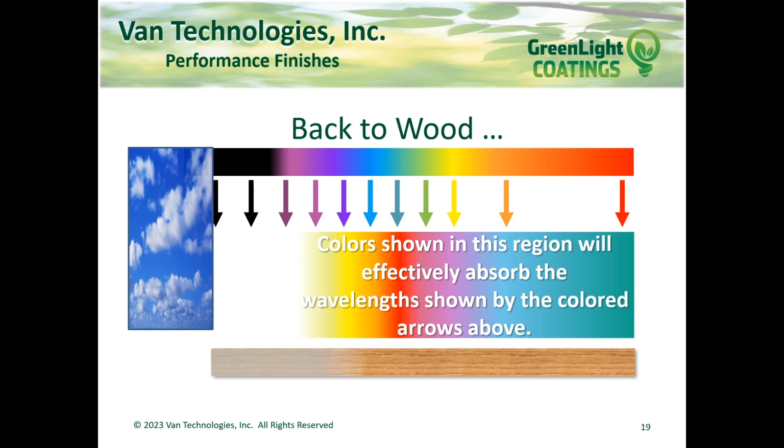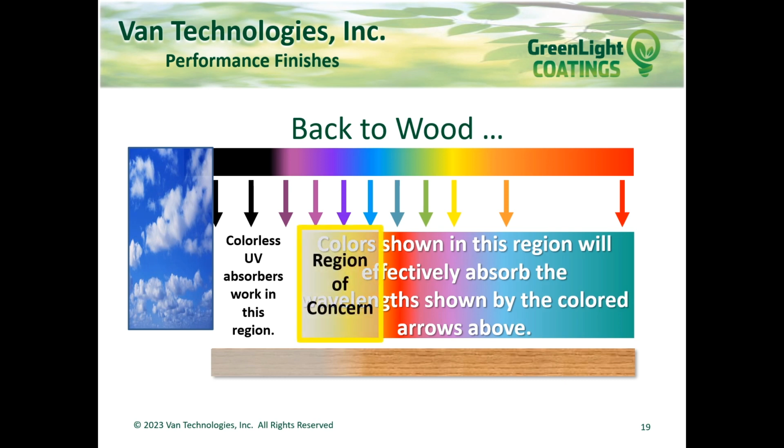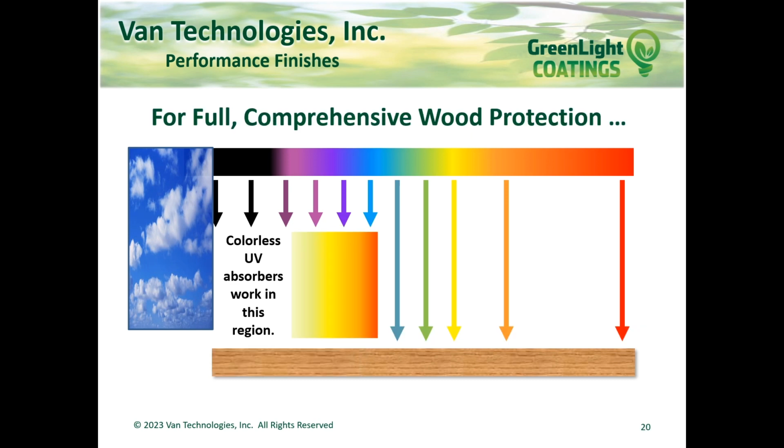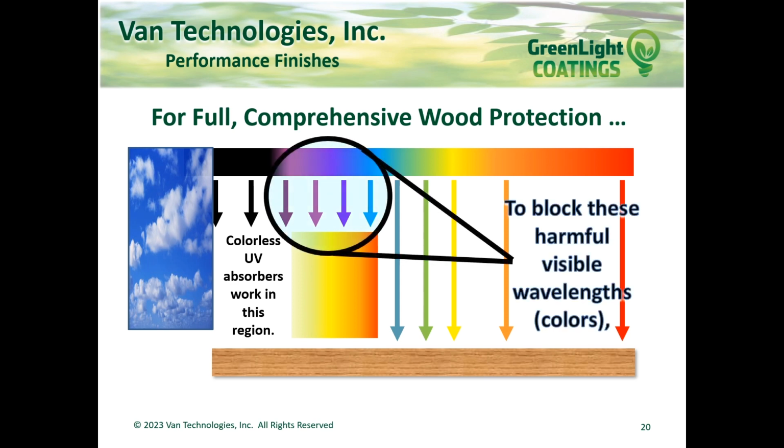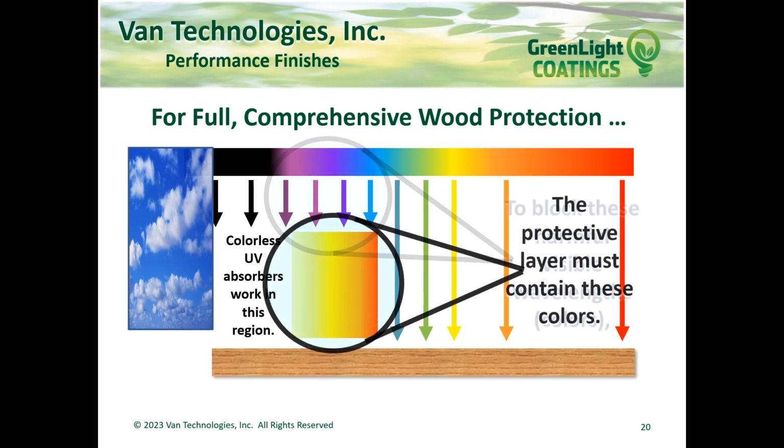Colorless UV absorbers are effective for the short wavelengths shown, and the inverse or opposing colors present in the region of concern are effective to protect wood from the harmful visible wavelengths. Notice that the color yellow predominates in this region. To block these wavelengths, the protective layer must contain these colors.